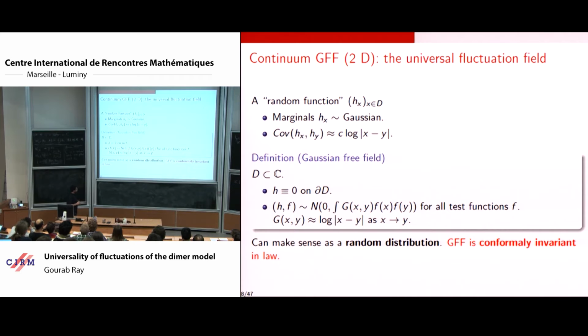Okay, so why is the GFF the right thing to look at? One major property which makes the GFF so nice is that it's conformally invariant. If you take a GFF in a certain domain and conformally map it to another domain, that gives you another GFF in the image. All these universal properties are supposed to be conformally invariant in two dimensions, so that's why this should be the right fit.